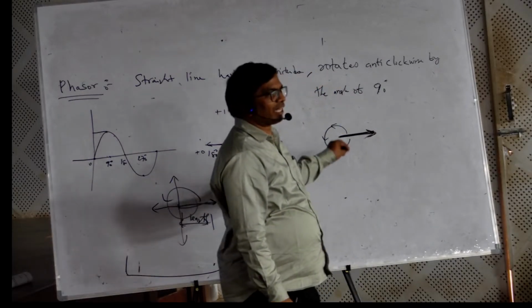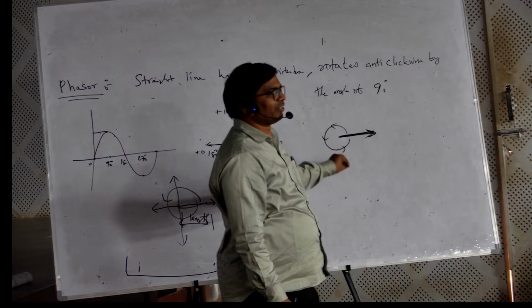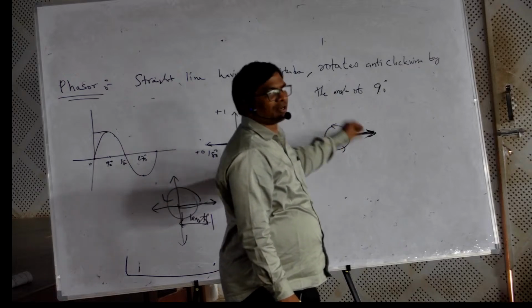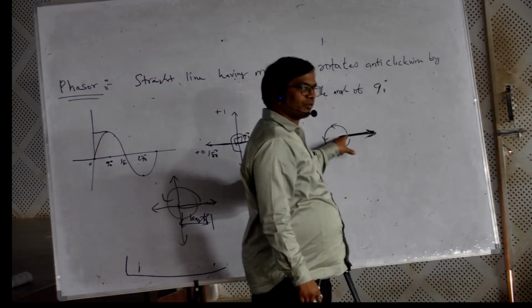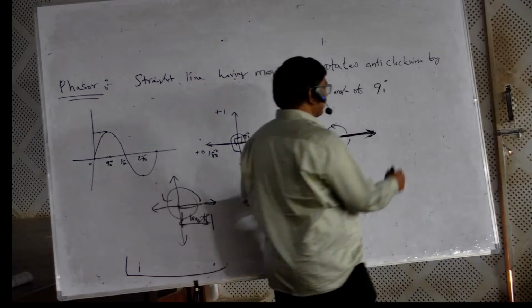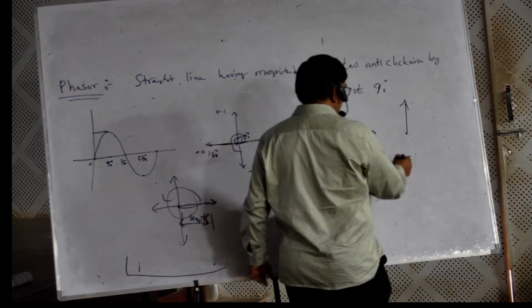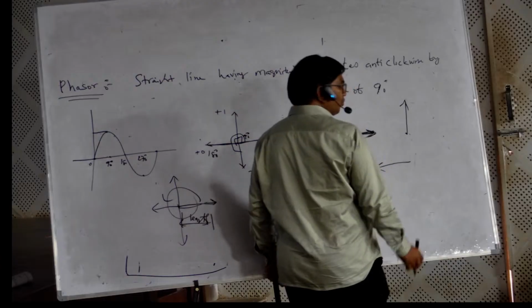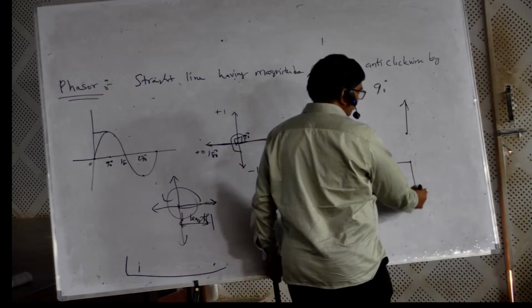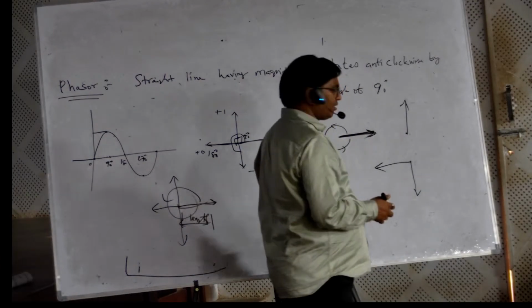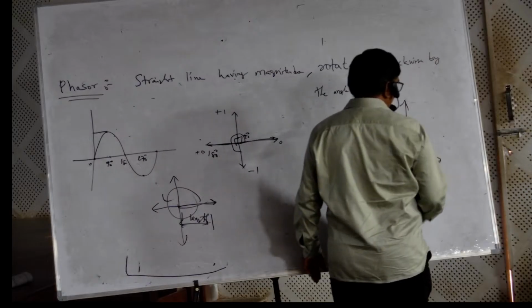So phasor is nothing but something which represents the angle and the magnitude. 90 degrees means where you have to draw 90 degrees, 180 means where you have to draw, 270 means, as in a general graph representation.